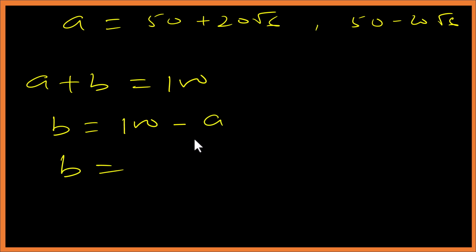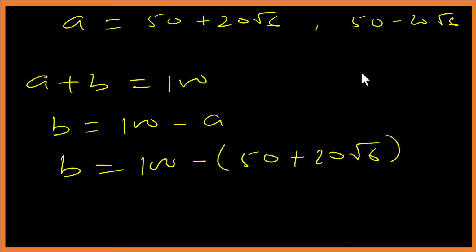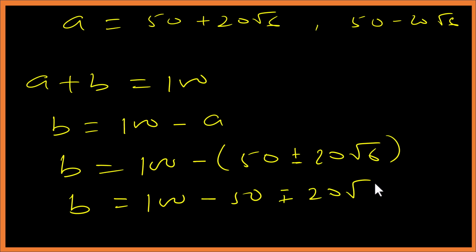So a1 will be 100 minus, so we have 50 plus 26, or 50 minus 26. Let me make it plus or minus. So b is 100 minus 50, and this side will be minus or plus 26. So b will be 50 minus or plus 26.